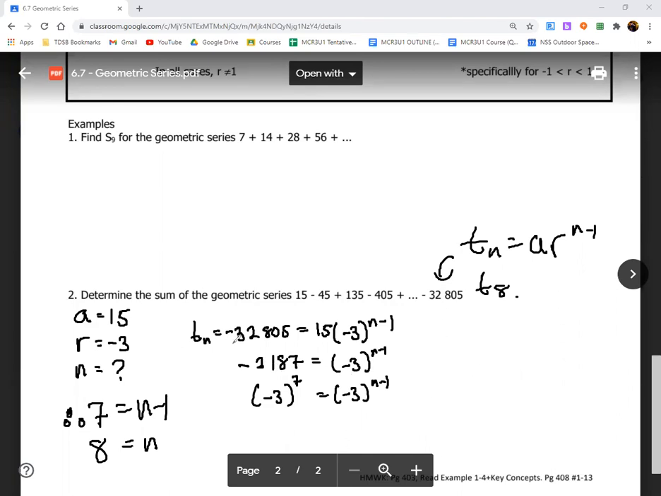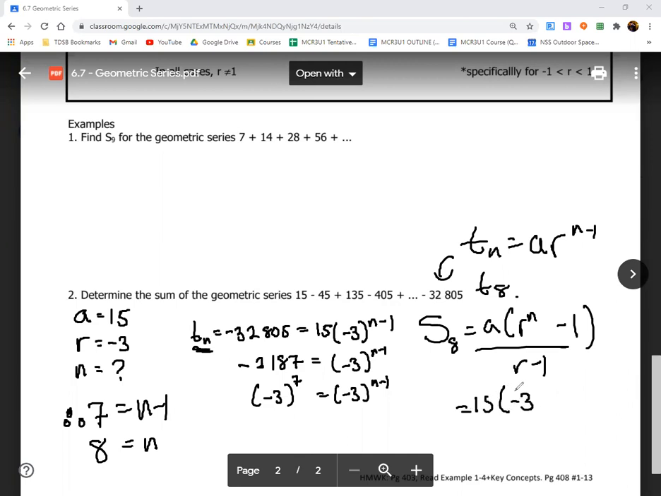Okay, let's plug it in. That's not the term, because that was a term here. The sum of the first 8 terms is A times R to the power of n minus 1, divided by R minus 1. That is 15 times negative 3 to the power of 8 minus 1, over negative 3 minus 1. Again, please make note. Negative 3 to the power of 8 is not 7. It is not n minus 1 for the exponent. Negative 3 minus 1 is negative 4, and I get negative 24,600, according to what I just got.